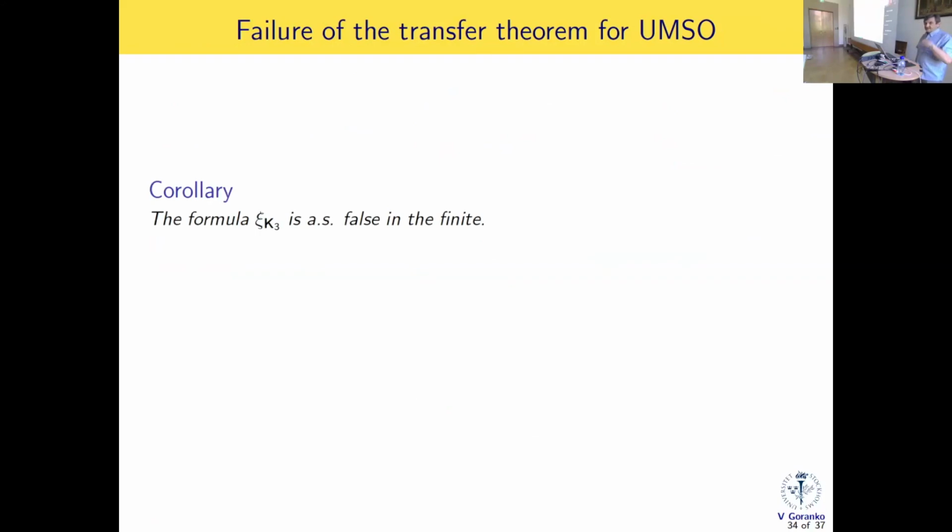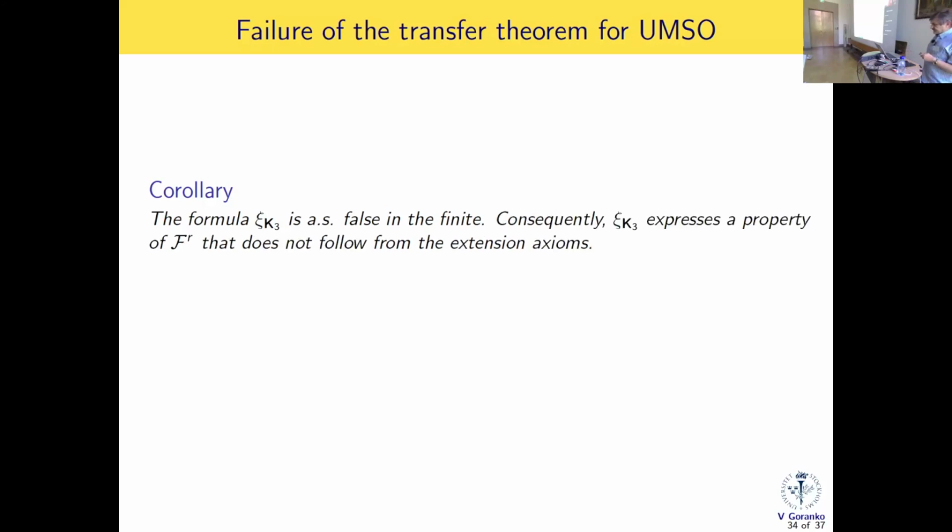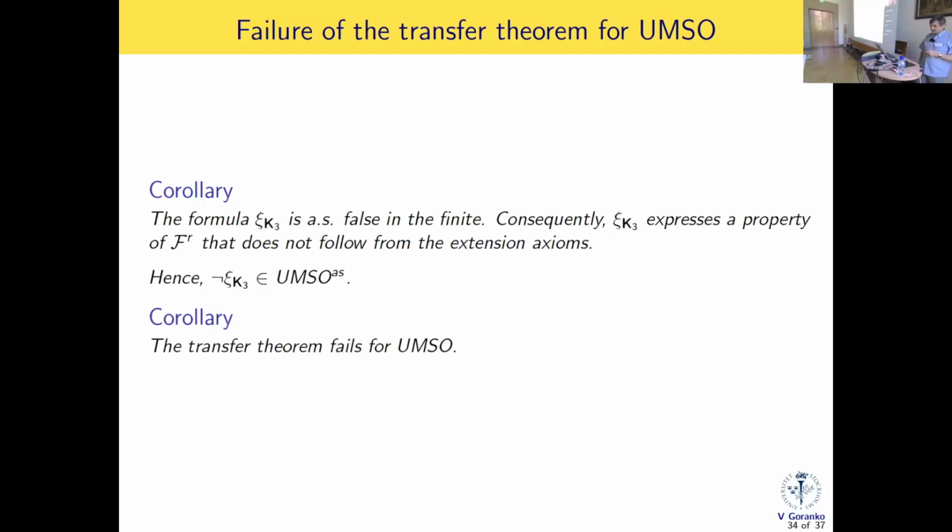That we have a property that is true in the countable random frame, and it is an existential MSO property, but it is almost surely false in the finite. And so that means that there is no transfer theorem. There is no transfer theorem, and this is where the real story for me started.